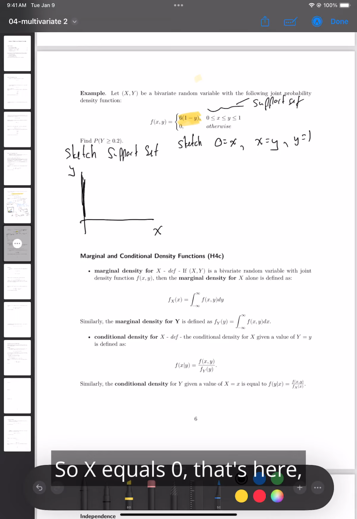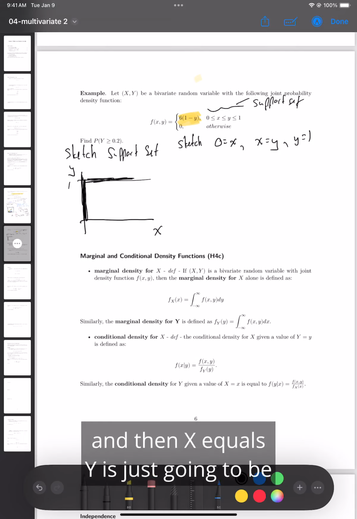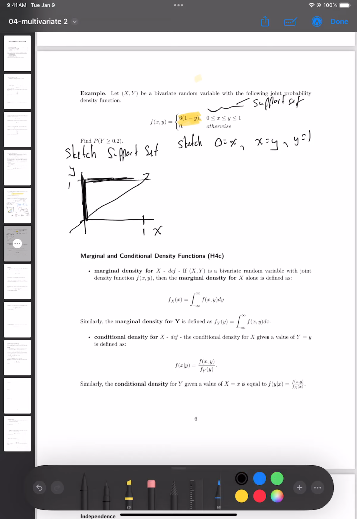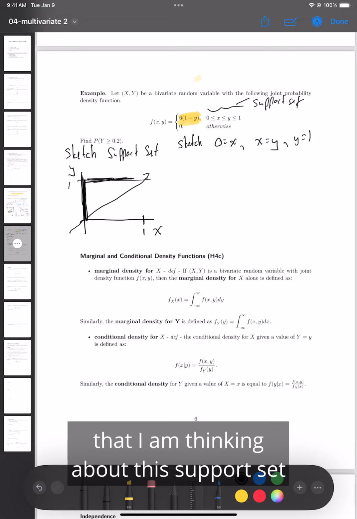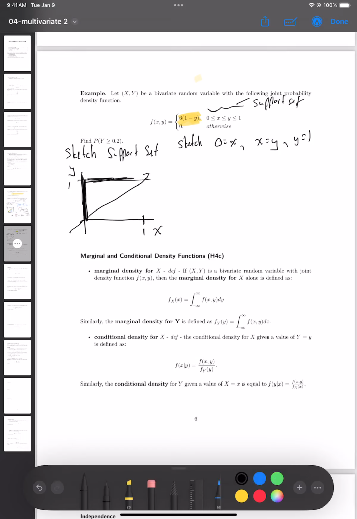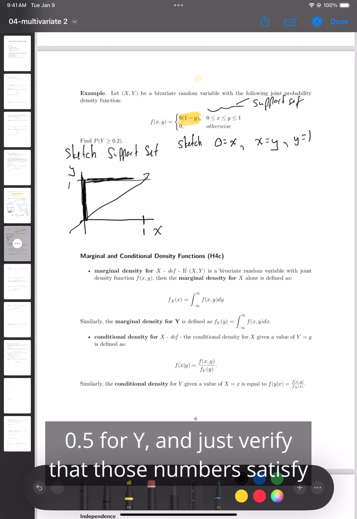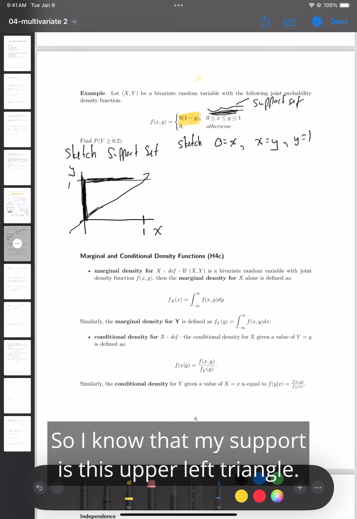So x equals 0, that's here. y equals 1, that's there. And then x equals y is just going to be this diagonal line here. Again, I like to pick a point in this just to verify that I'm thinking about this support set as being the right region. And so I might pick a point like 0 for x, 0.5 for y, and just verify that those numbers satisfy the inequalities given in the support set, so I know that my support is this upper left triangle.